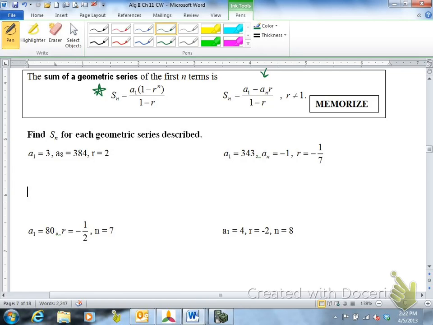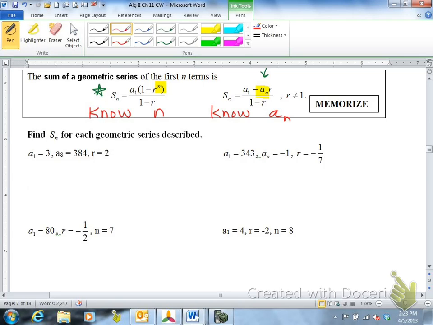So for the first one, oh, sorry, I forgot to mention one thing. When do you use which formula? Might be nice to know. Well, notice in this one, there's an n. In this one, there's an a sub n. So if you're told n, you can use the first formula. If you know a sub n, you use the second formula. And for both of them you should be given r and a sub 1.